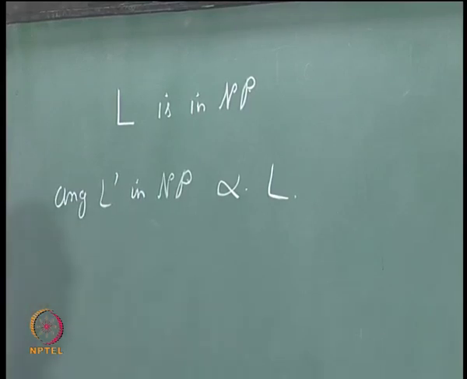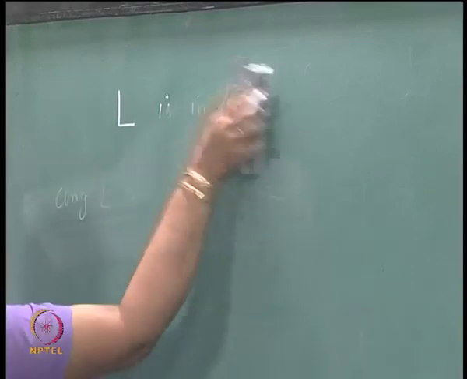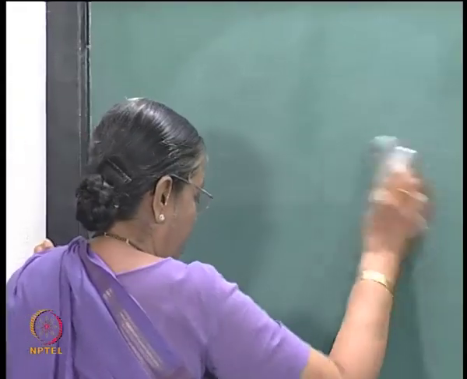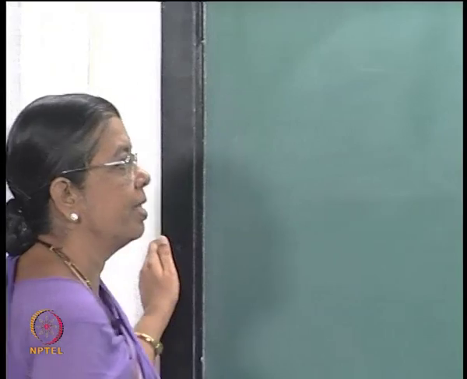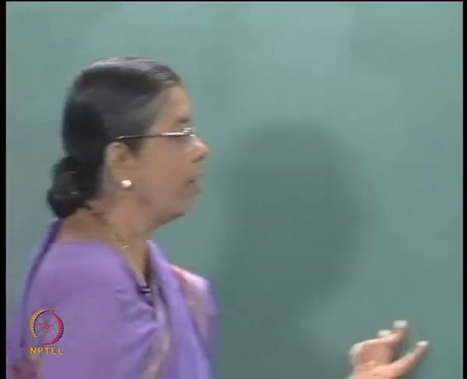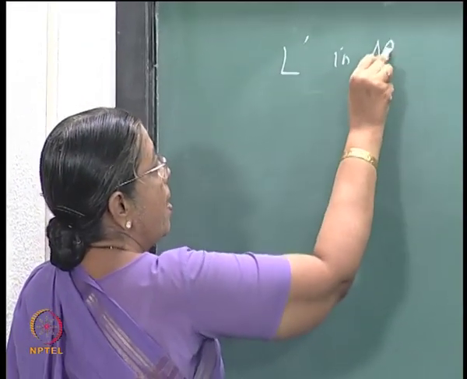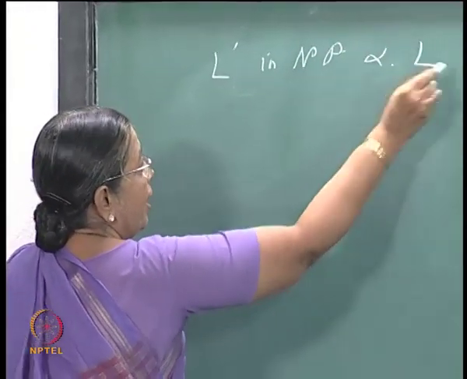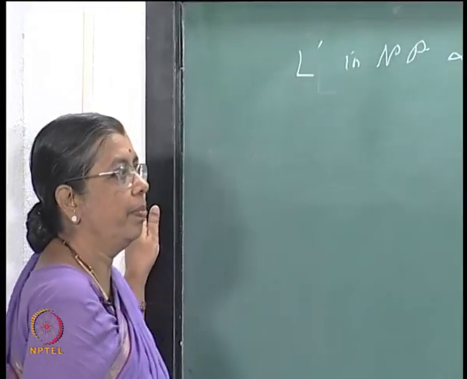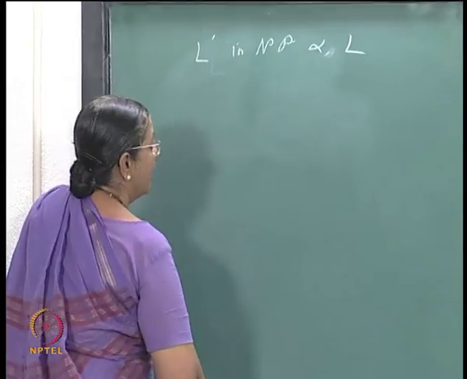Now we have seen that given a Boolean expression, non-deterministically you can guess an assignment and evaluate that in order n square time. If the length of the Boolean expression is n, non-deterministically you can evaluate in order n square time. So the other thing you have to prove is any L dash in NP is polynomially transformable to L, or the Boolean satisfiability.